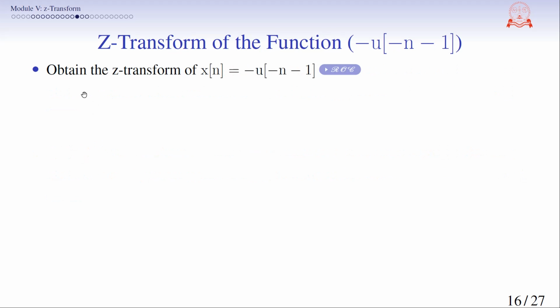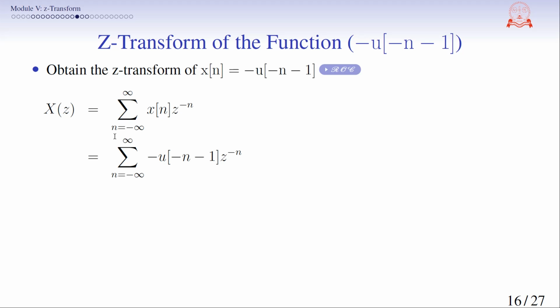Going to an example, let us take the z transform of x of n is equal to minus u of minus n minus 1. So this is a general expression for z transform. When substituting my function, we obtain the sum from minus infinity to plus infinity of minus u of minus n minus 1 z raised to minus n. Rearranging on the value of n, or the limits, this is equal to minus, taking outside, the sum from n is equal to minus infinity to minus 1 of z raised to minus n.